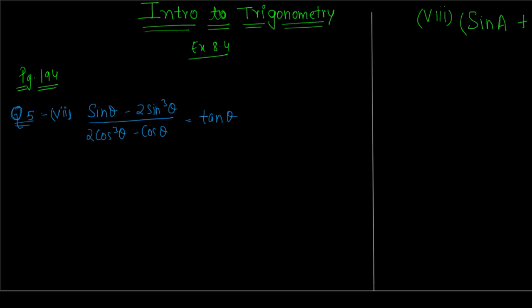And today we're going to continue exercise 8.4 from the class 10 mathematics chapter Introduction to Trigonometry. This is at page number 194, question number 5, exercise 8.4, and part 7 onwards, continuing from part number 6 as in the previous video on the same question. For that, please look that video up.